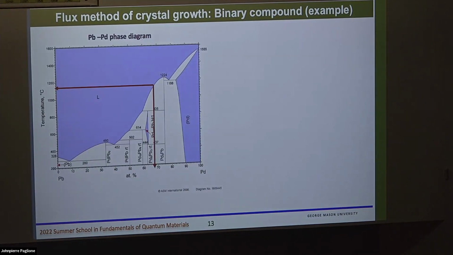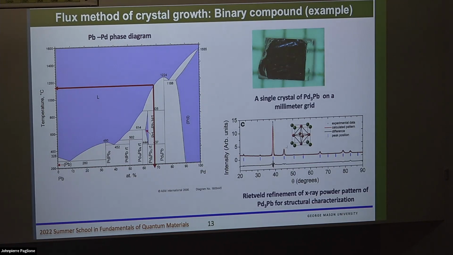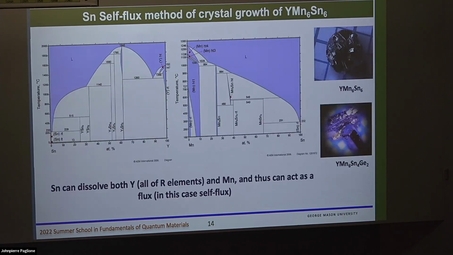This was also something I intended to talk about as an example of how a flux growth is done. Since these things were covered yesterday, I'll just go past this. And here, why tin can act as a self flux is that tin can dissolve. This is a phase diagram between tin and yttrium.